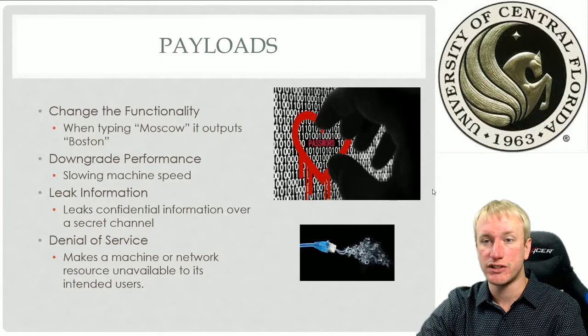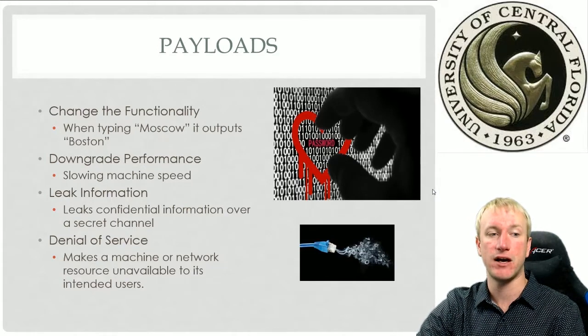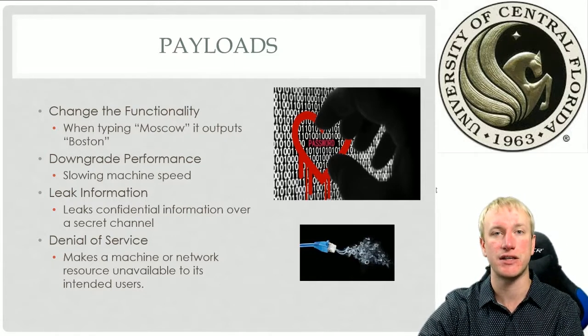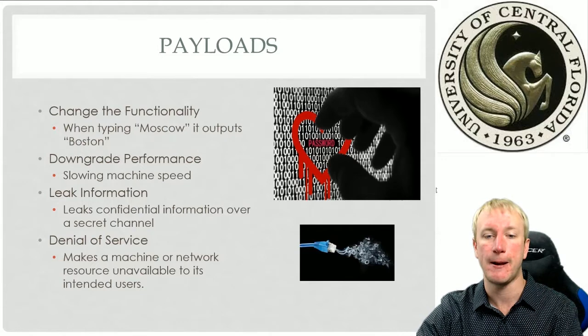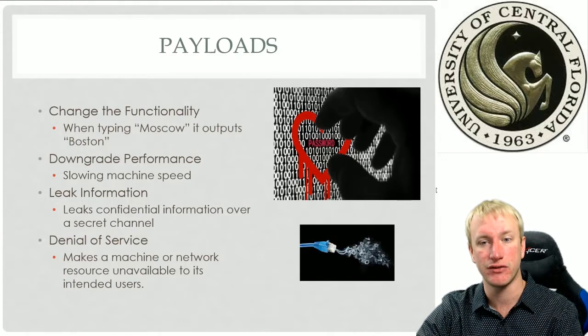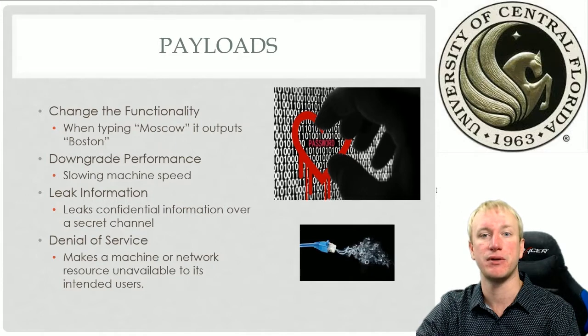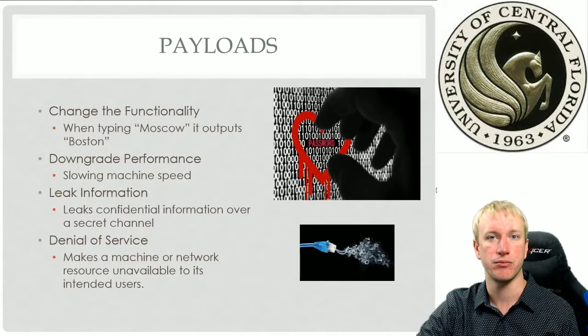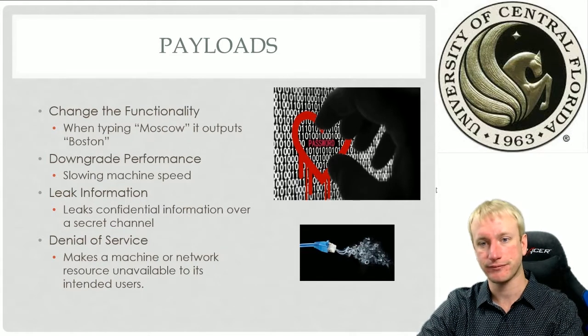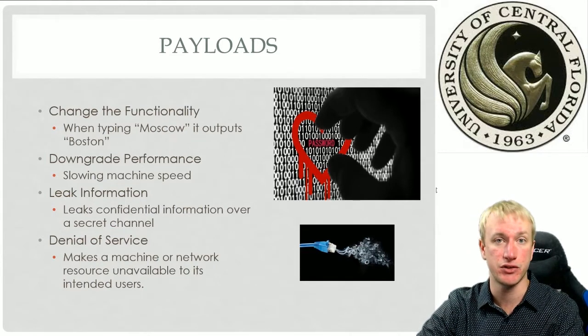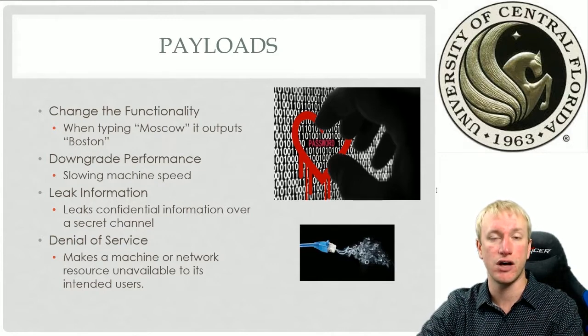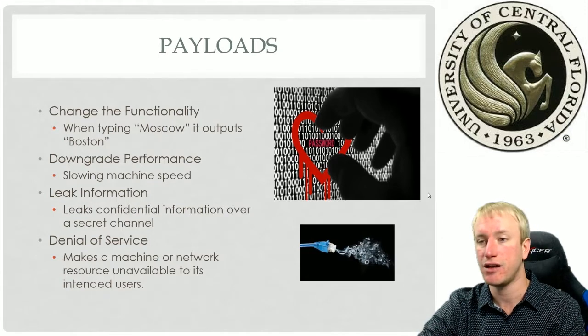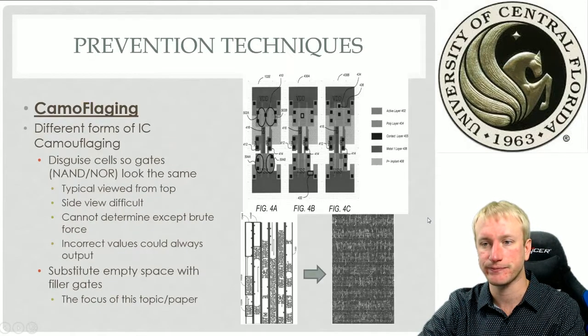Some of the payloads are changing functionality. Say I have a system that always looks for the word Moscow, it'll change it to Boston. Say I want to launch a missile to Moscow, now it's going to Boston. Bad news. Downgraded performance or denial of service. This is typical of companies who say they want you to buy the next year's version of the printer. All of a sudden after a year your printer stops working when you need to buy the next one. Leakage of information. Say, like I mentioned earlier, they can steal your non-encrypted information through broadband over power line or a flicking of a light. A lot of different ways to leak that information out.